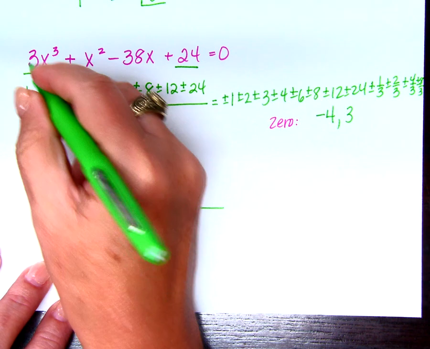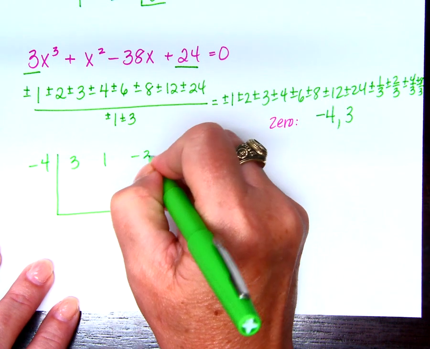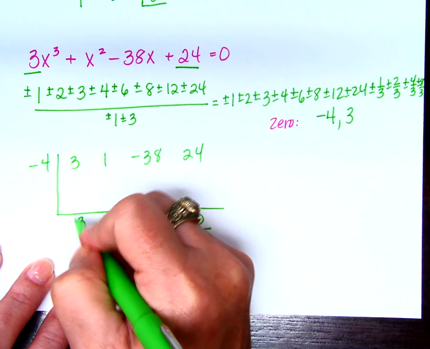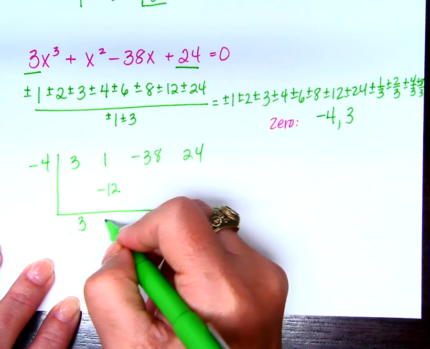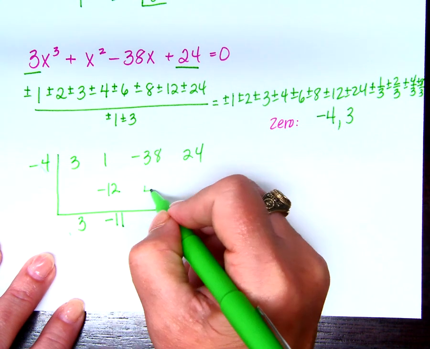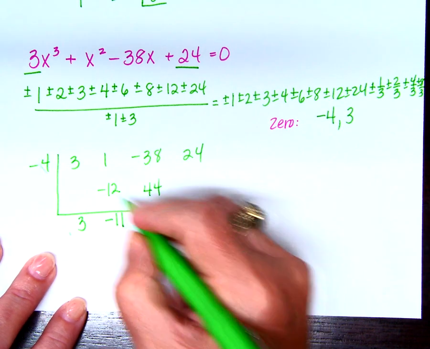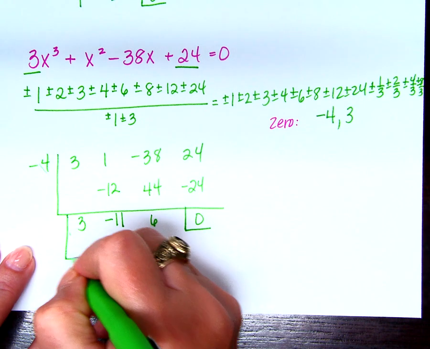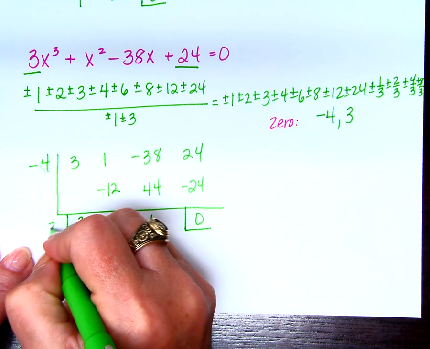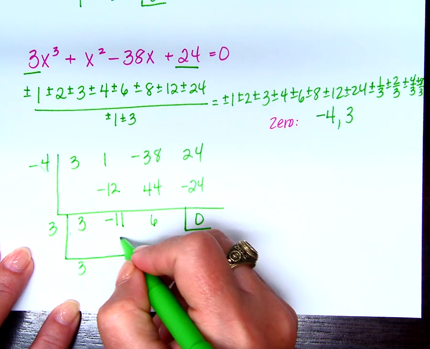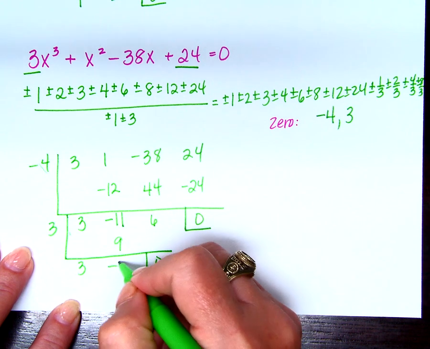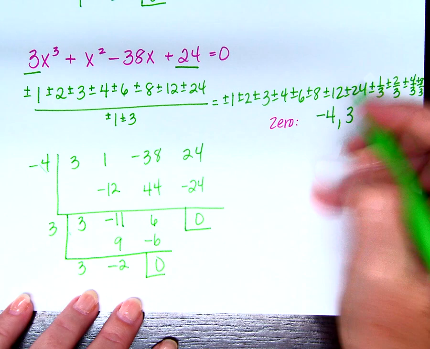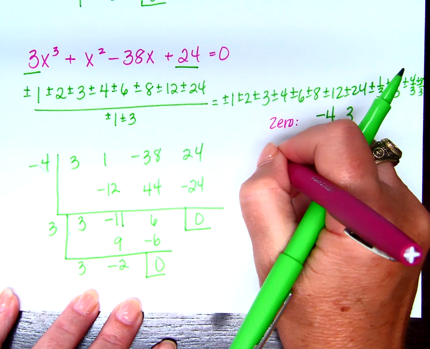So negative 4. So I've got 3 and 1 and negative 38 and 24. So 3 and negative 12, which is negative 11. And this is 44, which is 6, which is negative 24, which is 0, which is what I need. So we're good. And then this last one with 3. So I've got 3 and 9 and negative 2 and negative 6 and 0. So my roots, or my factors.